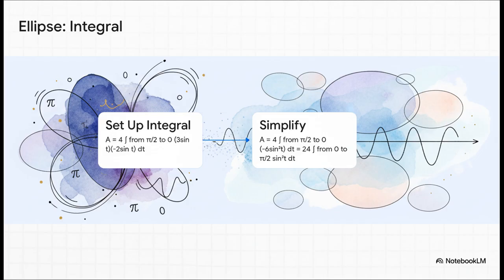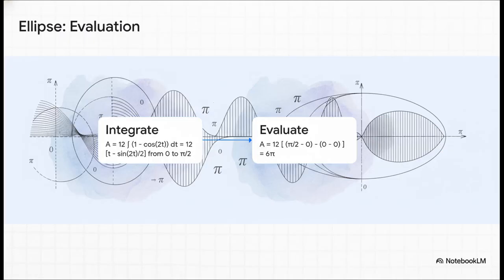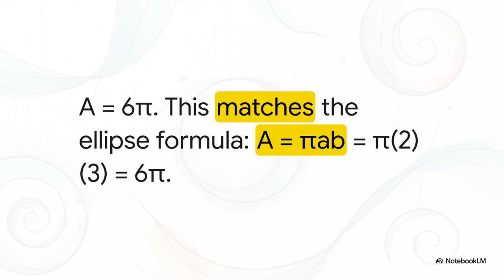We can just flip the limits of integration, and that cancels out the negative sign, which makes our integral much cleaner to work with. Now, to solve this integral, we can't really work with sine squared t directly, so we've got to pull out a classic power-reducing identity. This is definitely one you want to have in your back pocket. It lets us replace sine squared t with something we can actually integrate. Okay, with that substitution in place, now we can integrate. The integral of 1 is just t, and the integral of negative cosine 2t is negative sine 2t over 2. Now we just have to evaluate this at our bounds. And our result is 6 pi.